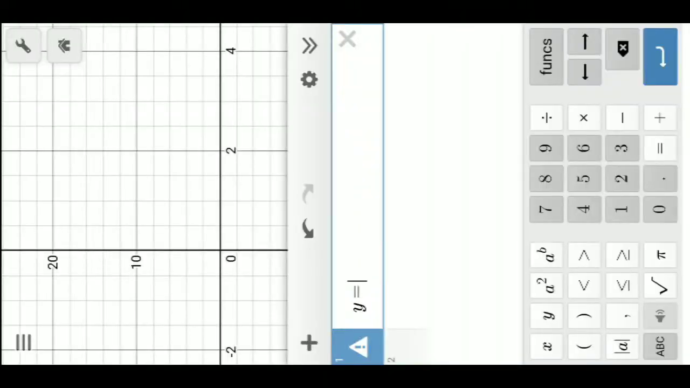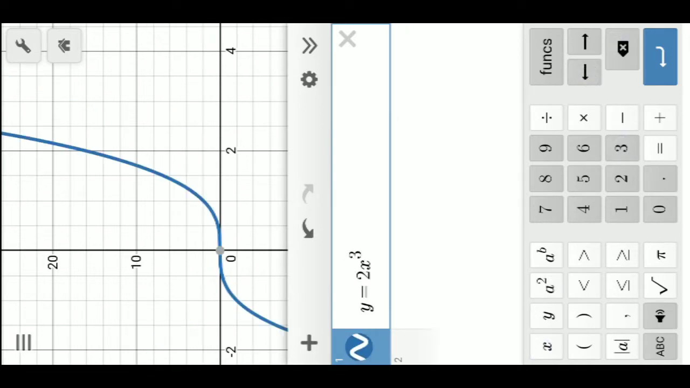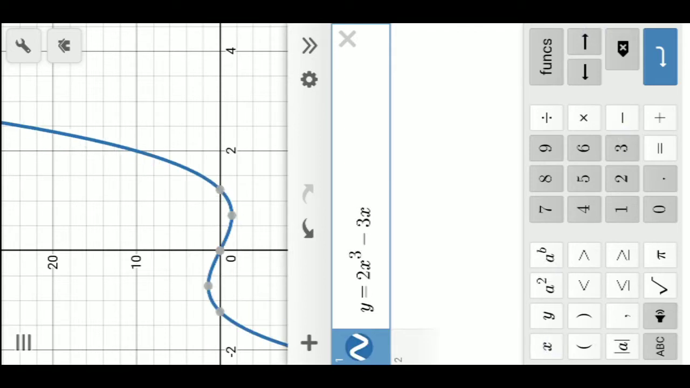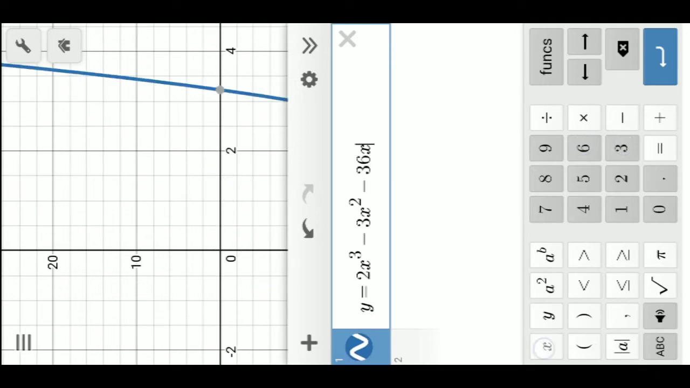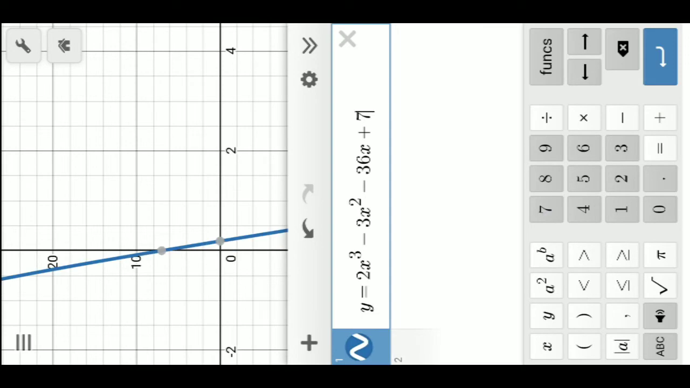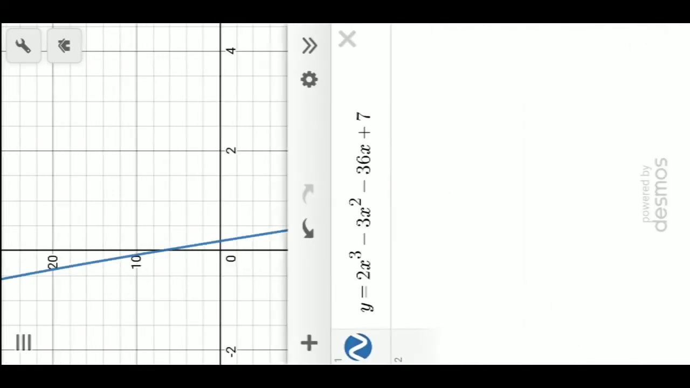Now what is the given function here? y equal to 2 times x cube minus 3x square minus 36x plus 7. This is the given question. Now see the graph of 2x cube minus 3x square minus 36x plus 7.